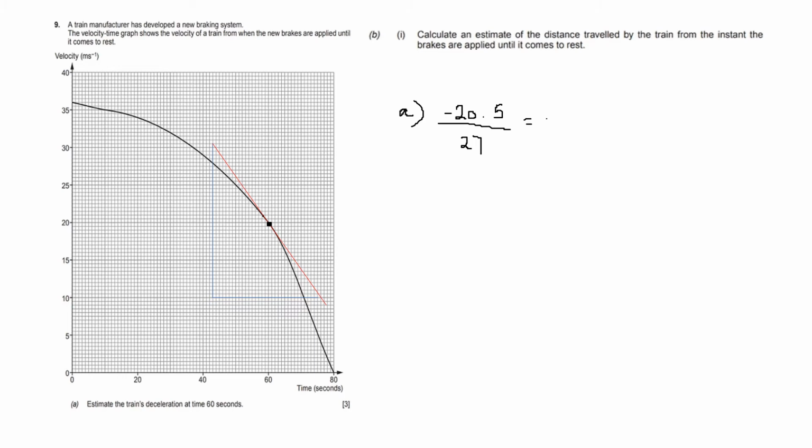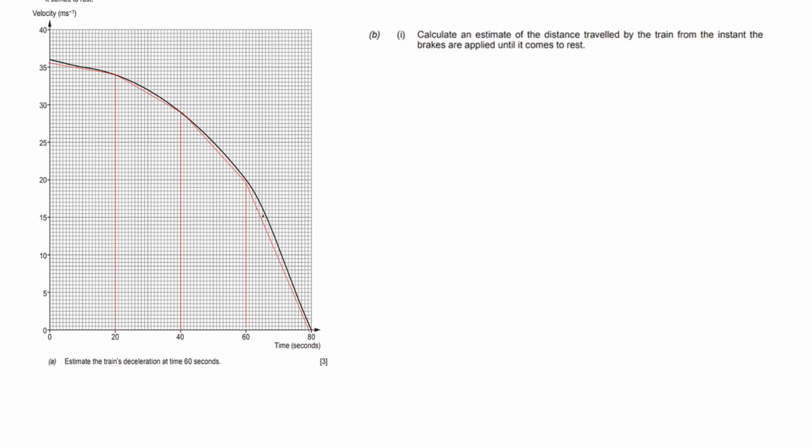And that gives me negative 0.76 to two significant figures. That's negative because it's a deceleration, so it's the opposite of acceleration. So if we want to write this as deceleration, we just put it as 0.76 meters per second to the -2. Now we're going to look at question B.